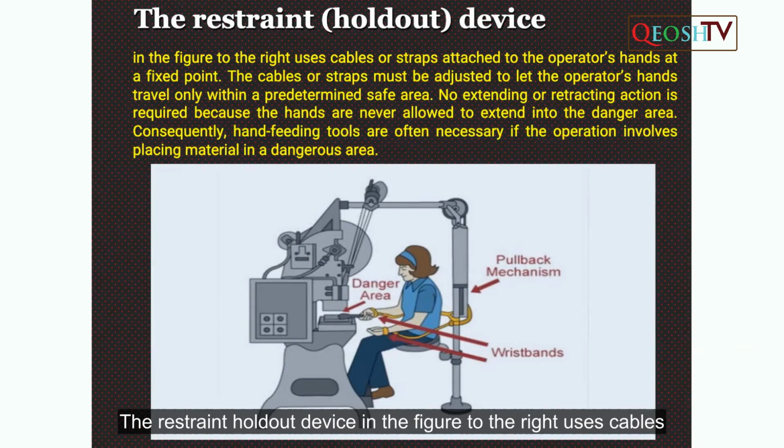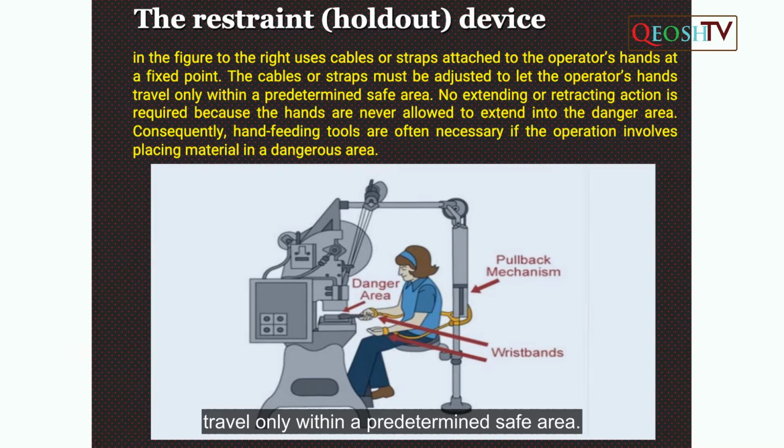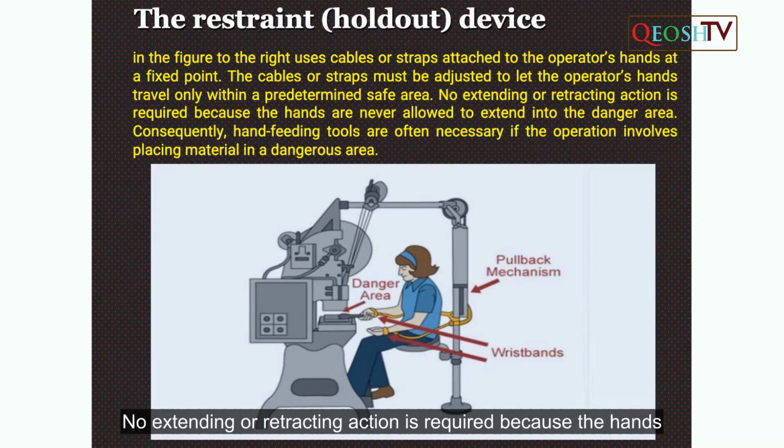The restraint, or hold-out, device. In the figure to the right, it uses cables or straps attached to the operator's hands at a fixed point. The cables or straps must be adjusted to let the operator's hands travel only within a predetermined safe area. No extending or retracting action is required because the hands are never allowed to extend into the danger area. Consequently, hand-feeding tools are often necessary if the operation involves placing material in a dangerous area.